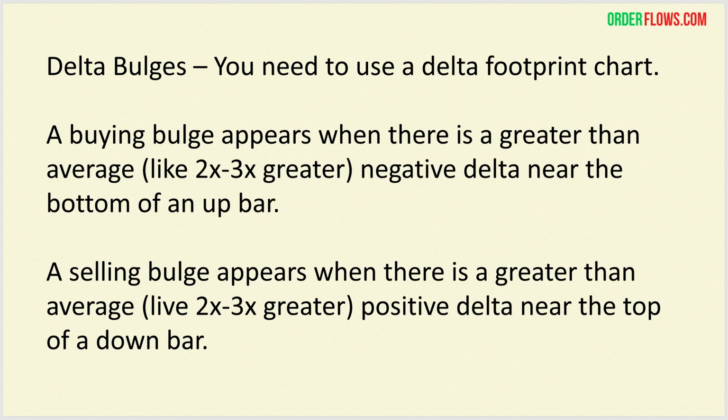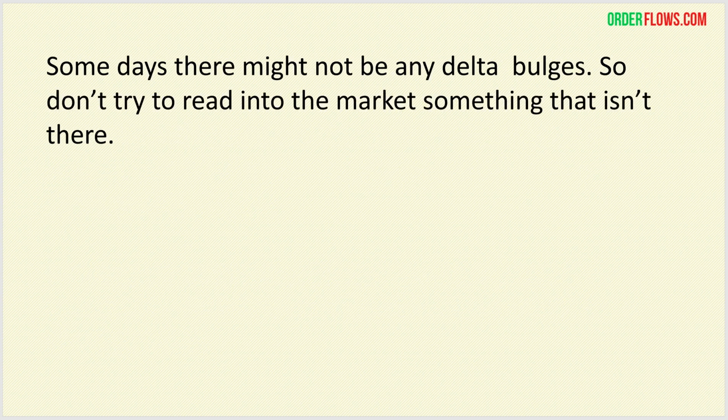Alright, so with delta bulges, you need to use a delta footprint chart. A buying bulge appears when there's greater than average, like 2 or 3 times, or even more, negative delta near the bottom of an up bar. Or a selling bulge will appear when there's greater than average positive delta near the top of a down bar. Now bear in mind, some days this may not appear at all. So don't try to read into the market something that isn't there.